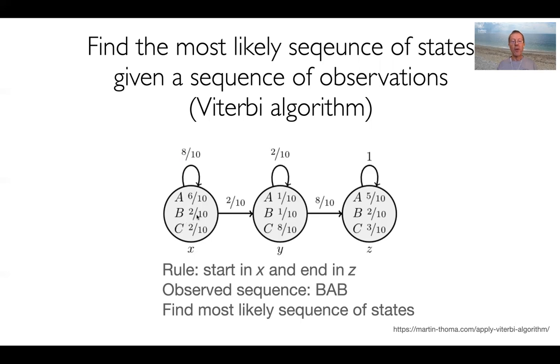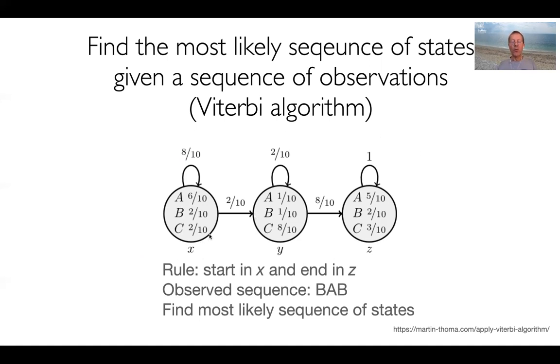So here is another simple toy example, a very simple HMM with only 3 hidden states, X, Y, and Z. Each state can emit 3 different characters, A, B, and C, and you see the emission probabilities are different in the 3 states. In each state, you have a possibility to stay in that state with a certain transition probability, or to transit to the next state with another transition probability. So this defines the HMM.